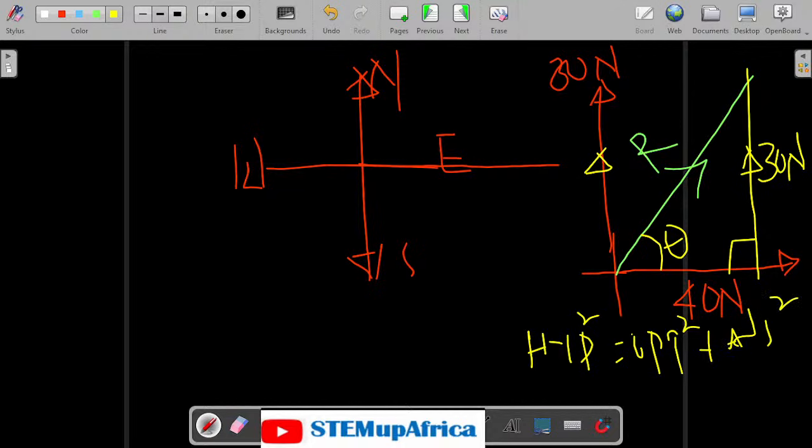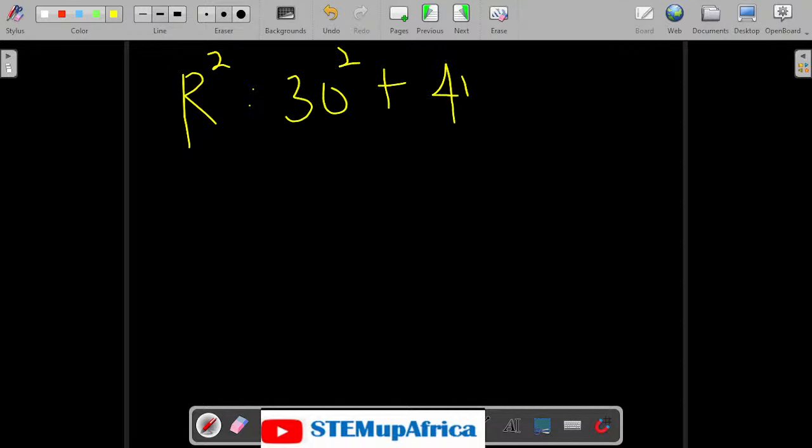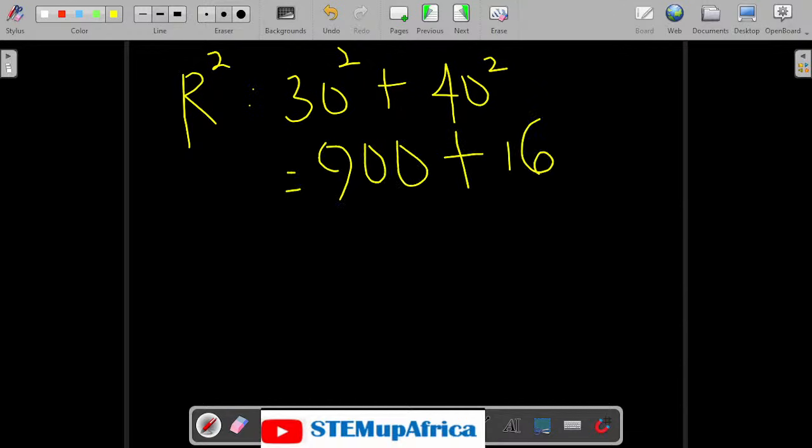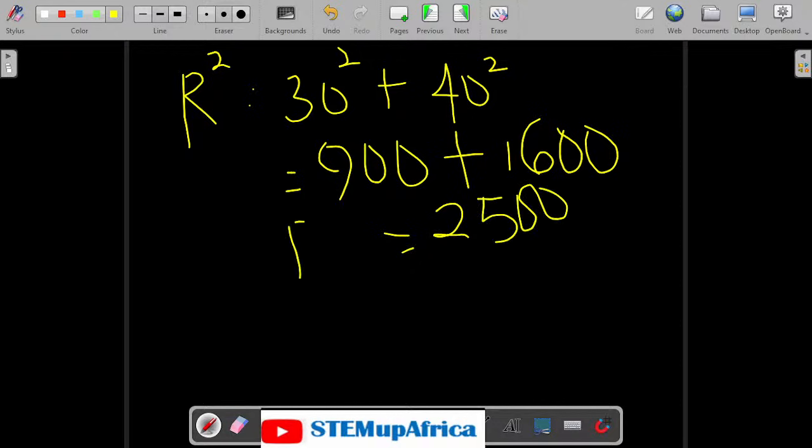So the opposite now is 30, while the adjacent is 40. So if I apply that, I'm having R square to be 30 square plus 40 square. And what is 30 square? That will give us 900. What is 40 square? That will give us 1,600. If we add up, what are we having? We should be having 2,500. That is now my R square.